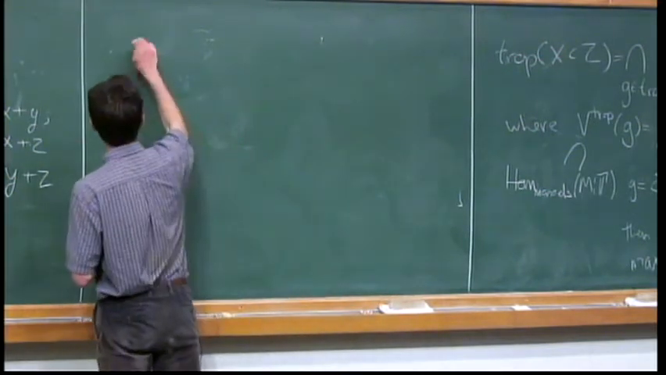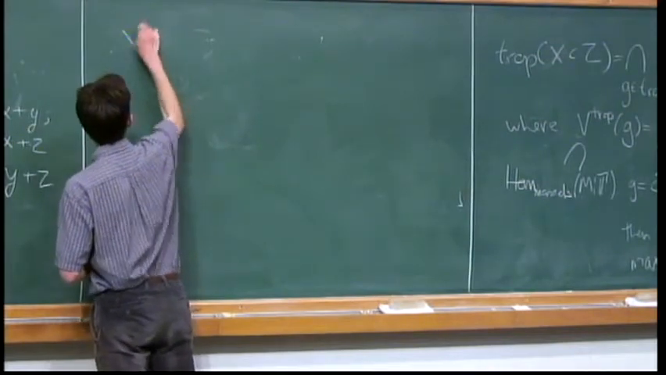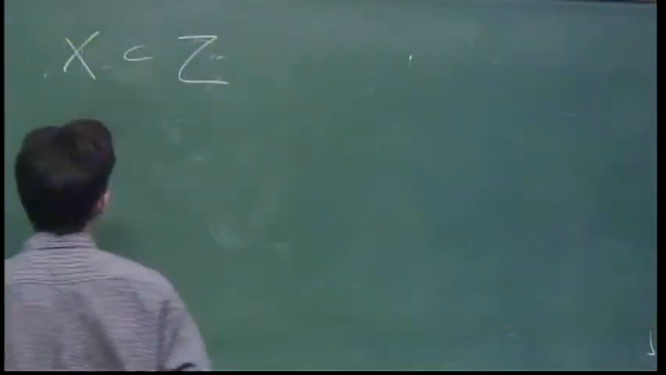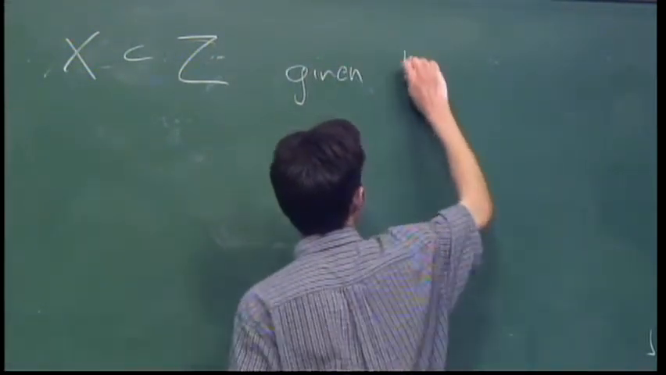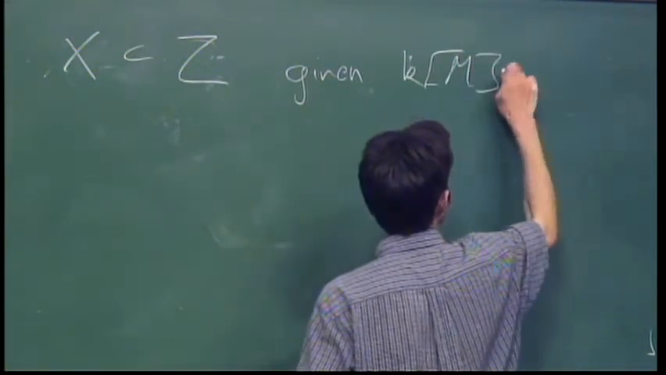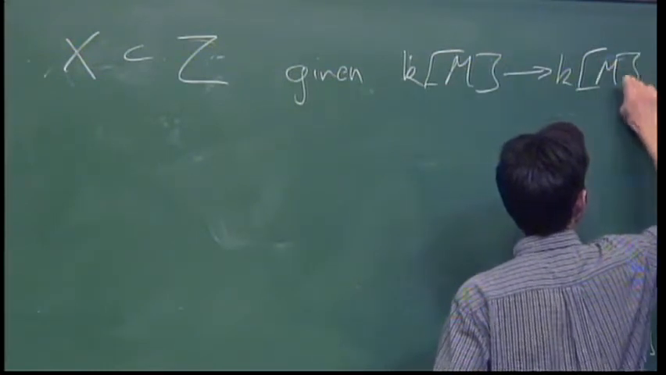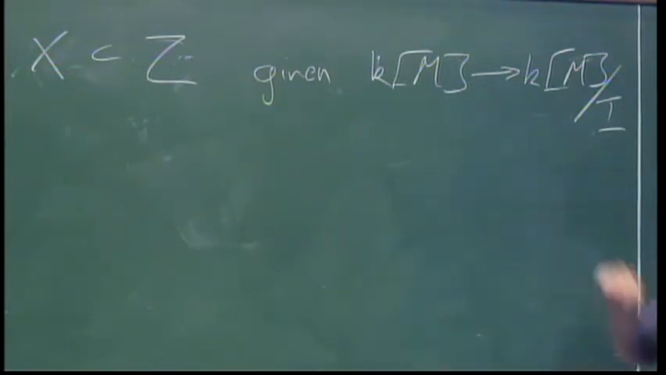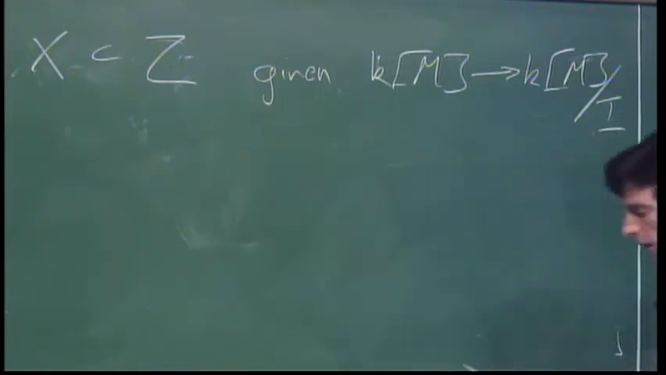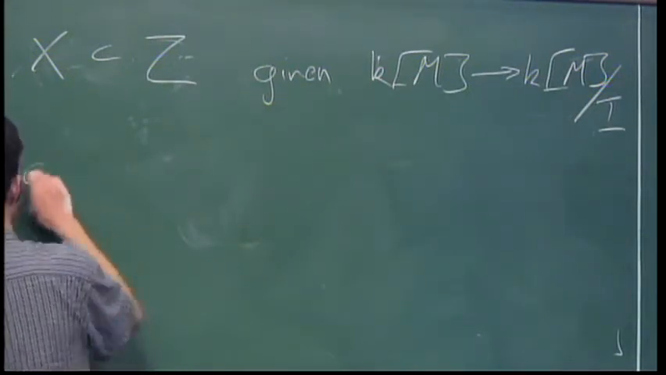So coming back to our toric embedding of X, if this is given by a quotient by some ideal, so X is carved out of Z by the ideal I, then I can define a scheme-theoretic tropicalization.